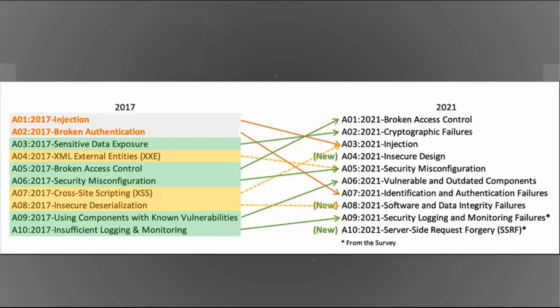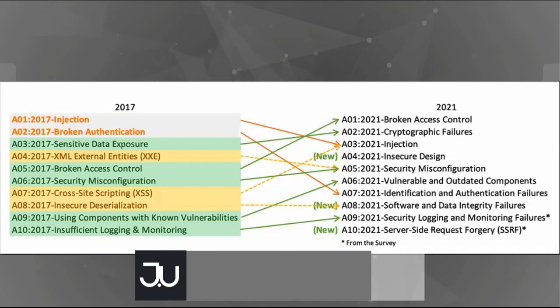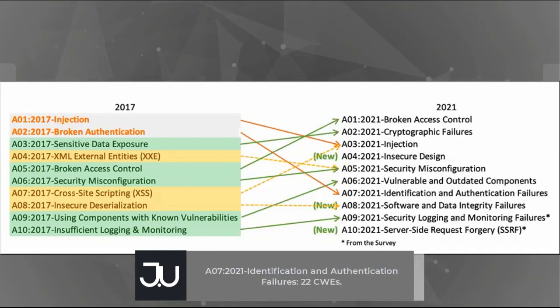Okay, I think number 7 is now referred to as identification and authentication failure, which used to be called broken authentication in 2017.